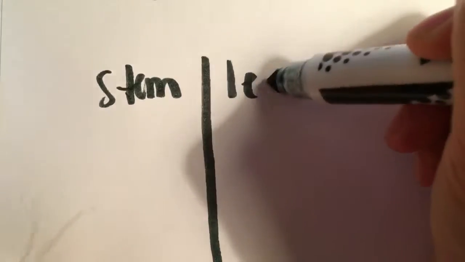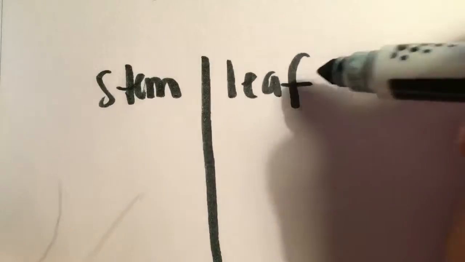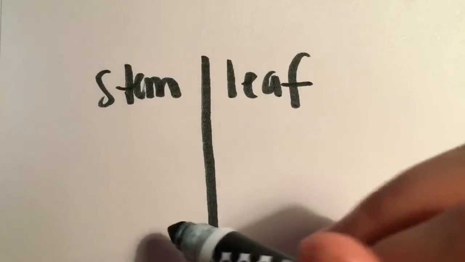Each data value is split into two parts. One, the stem, which is for the first number or numbers, and two, the leaf, which is for the last number.